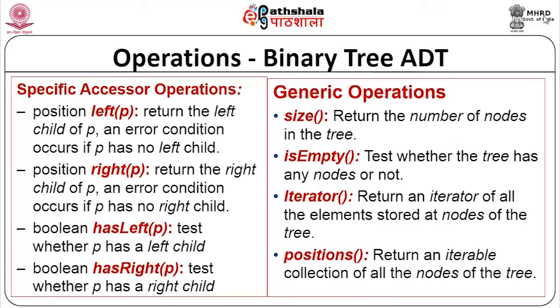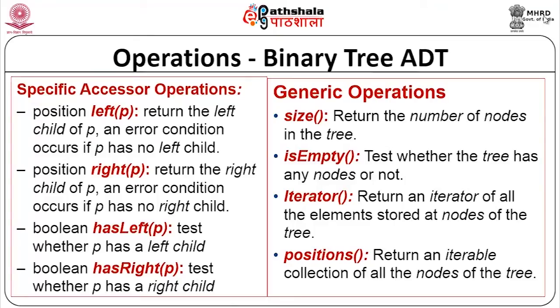So, position left of P returns the left child of P, an error condition if P has no left child. Right of P returns the right child of P and gives an error if there is no right child. Boolean has left tests whether P has a left child, and has right, again a Boolean function, just tests whether P has a right child.